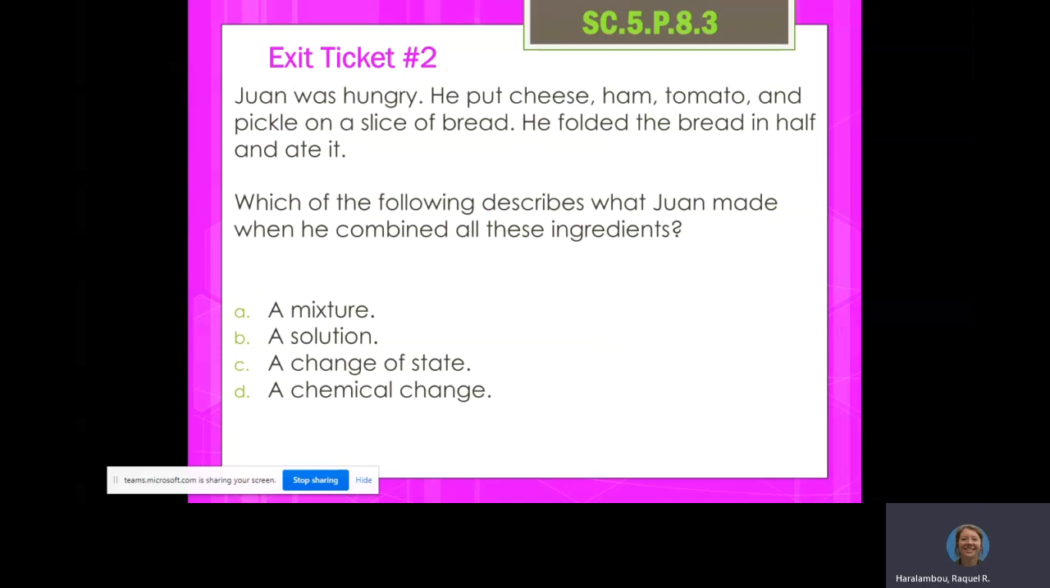He put cheese, ham, tomato, and pickle on a slice of bread. He folded the bread in half and ate it. Which of the following describes what Juan made when he combined all of these ingredients? A, a mixture, B, a solution, C, a change of state, or D, a chemical change? What do you think?